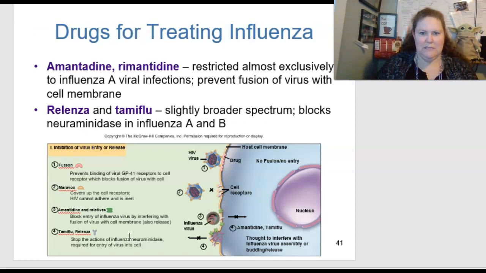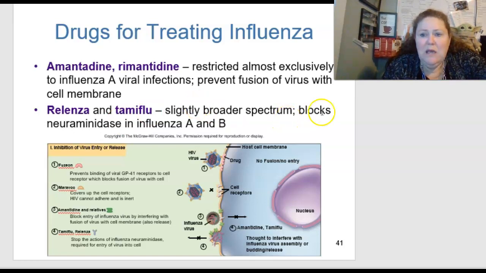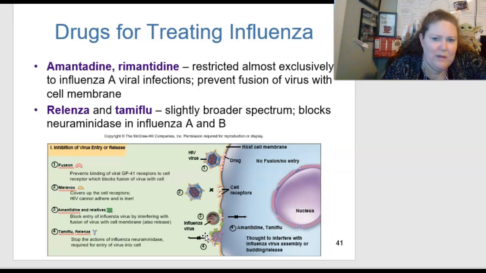So what about drugs that specifically treat the flu or influenza? This is figure 12.6, and we have amantadine and rimantadine. These are restricted almost exclusively to influenza A viral infections, and they prevent the fusion of the virus with the cell membrane. You also have Relenza and Tamiflu, which are slightly broader spectrum, and these work by blocking the neuraminidase in influenza A and B. Basically these are the different drugs, and it tells you exactly where they're targeting the different receptors. Again, you can read more about that in figure 12.6.